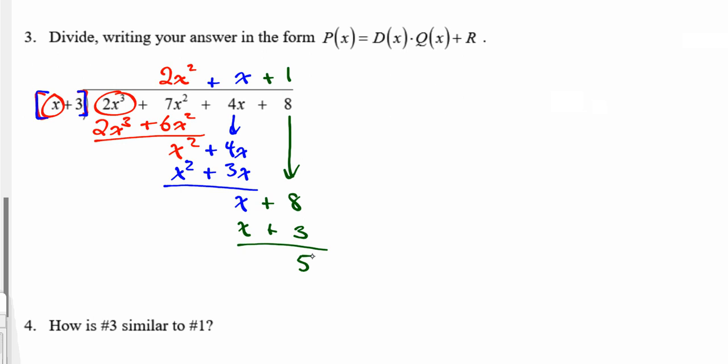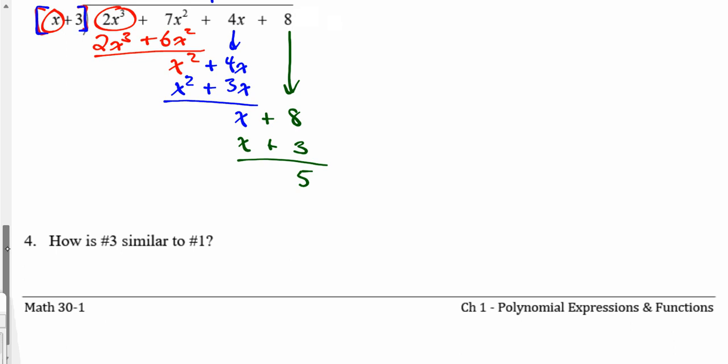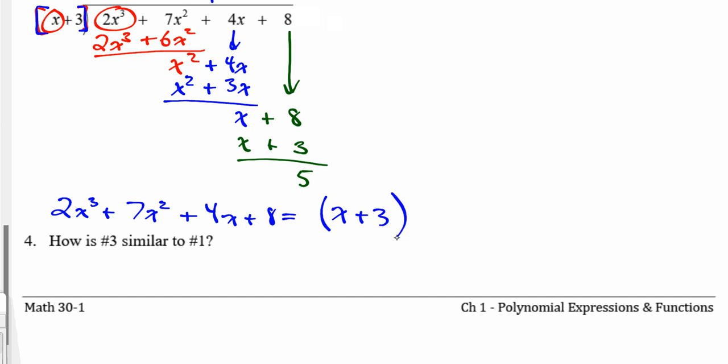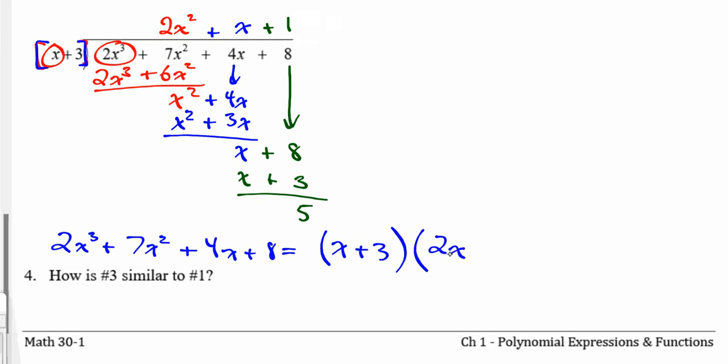So very similar to our first answer, but now we have x's in our polynomial. And so I can write out my dividend, 2x cubed plus 7x squared plus 4x plus 8 equals divisor x plus 3. Remember the brackets? Because all of this is going to be multiplied to our quotient, which was, there at the top, 2x squared plus x plus 1, and then add our remainder at the end.